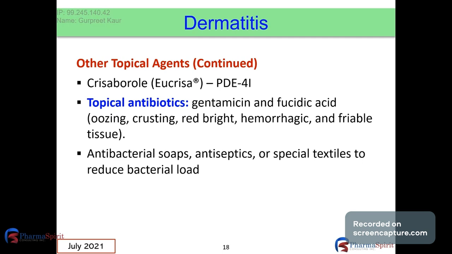What about systemic antibiotics? Systemic antibiotics can be used if the infection is widespread, like large area is affected or infected, or in patients who have symptoms of systemic illness. So for example, if they have fever.